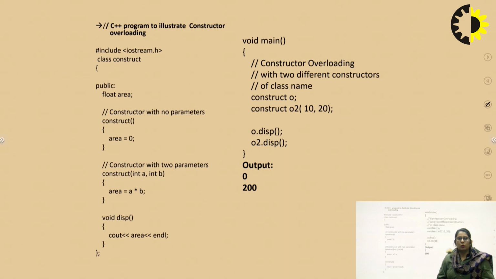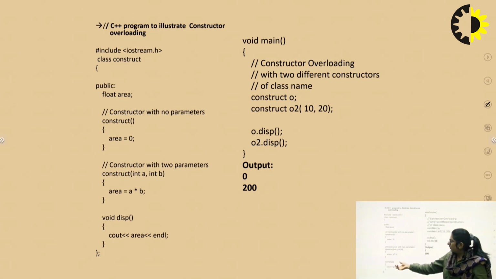Now, it's a simple code to elaborate. See here, it is having a class, construct. So we will have two constructors with the same name, construct. It is having a data member, that is area. It needs to calculate the area. Now, this is a default constructor in which area is initialized with the 0 value. This is a parameterized constructor having two integer parameters, right? So whatever integer parameters we are passing here in the parameterized constructor, they will perform the function and the value will get stored inside our area.